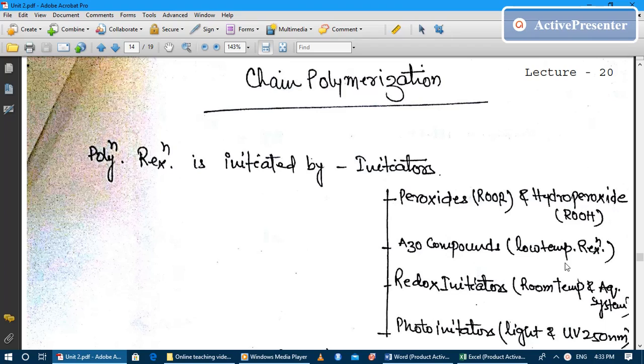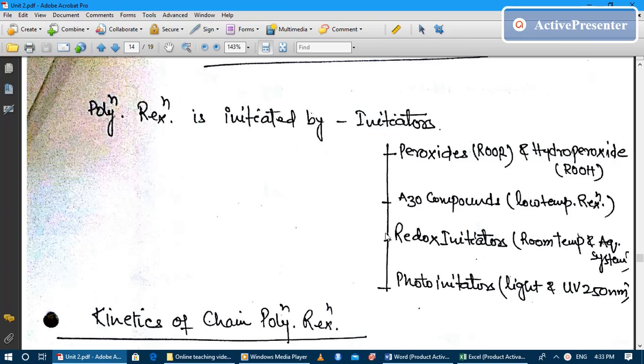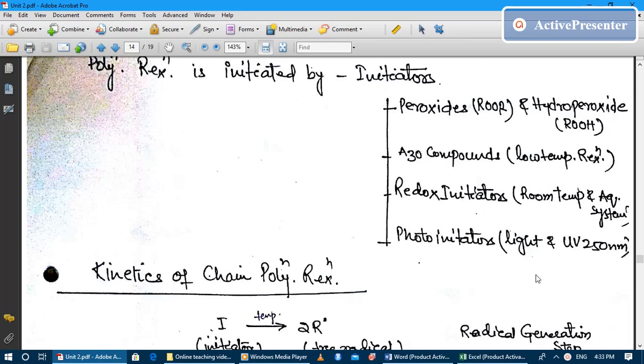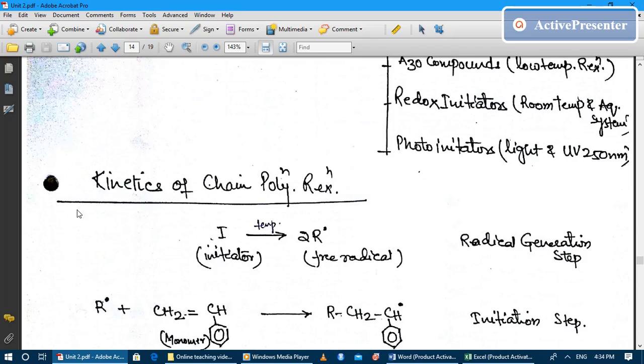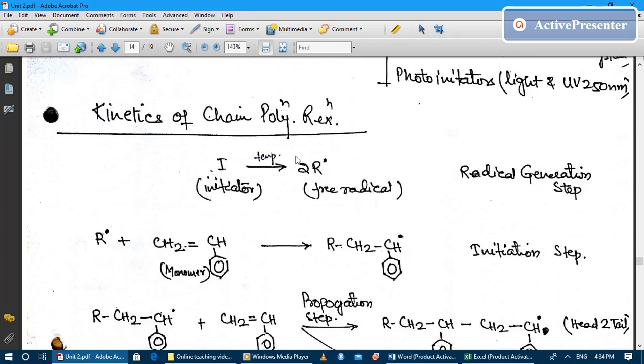Polymerization reaction is initiated by initiators. Initiators may be peroxide, hydroperoxide, azo compound for low temperature reactions, redox initiator for room temperature and aqueous system, and photo initiators for light and UV light up to 250 nanometer wavelength. So these are the initiators that can be used to initiate the polymerization reaction in case of chain polymerization reaction. Okay. Now let's see the kinetics of chain polymerization reaction.